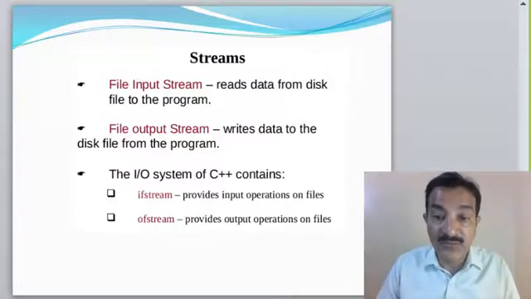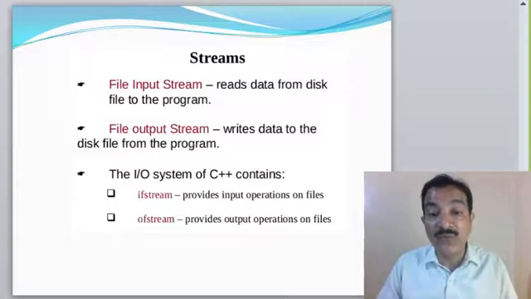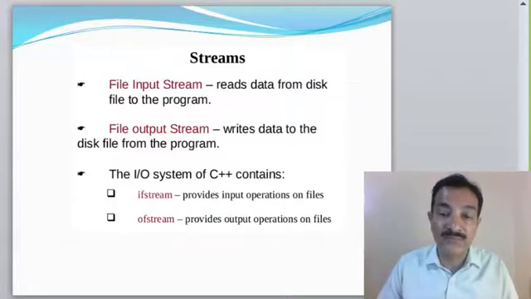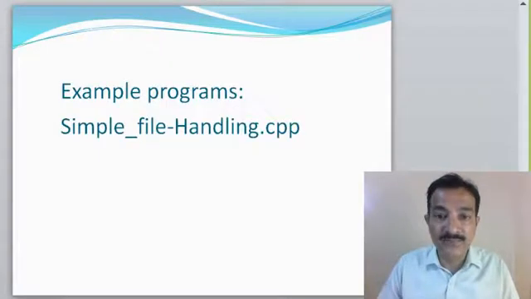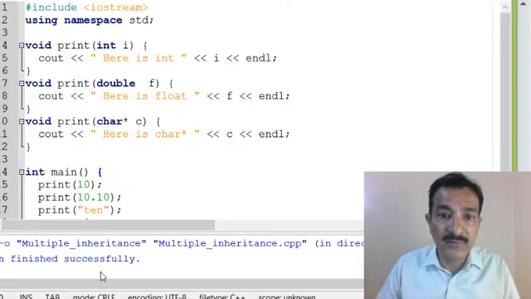So, I/O operations of C++. In case you have to do input, you will have to include the header file ifstream, and if you want to do output, then you will have to include the header file ofstream. The functions for opening and closing files are open, to create a file as well as open an existing file, and close, to close an existing file. So I have a program. I will explain that to you.